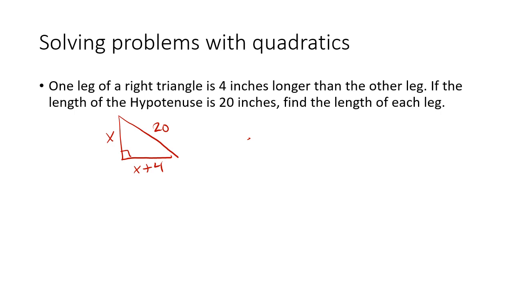Because we have the Pythagorean theorem, a squared plus b squared is equal to c squared. So if I fill in a squared, b squared and c squared here, I can say that the first leg is x squared plus x plus 4, quantity squared, equals 20 squared. So what is x plus 4 quantity squared? It's x plus 4 times x plus 4. So you can multiply this out. You'll have x squared plus 8x plus 16.